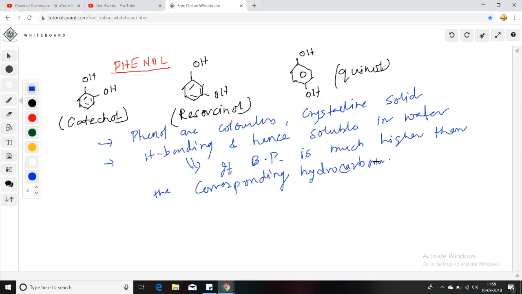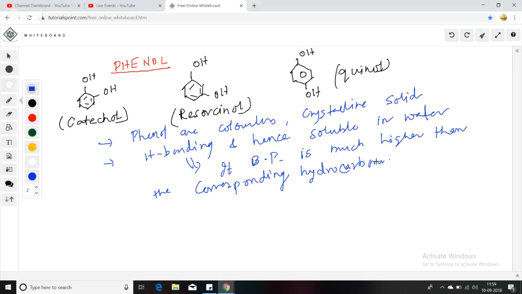Now the most important property of phenol we have is the acidic property of phenol. In any organic compounds, we'll solve some questions on this, because this acidic property or acidic order, you must get a question in the exam. Whether it is carboxylic acid or phenol or any other compound, acidic order you must know.